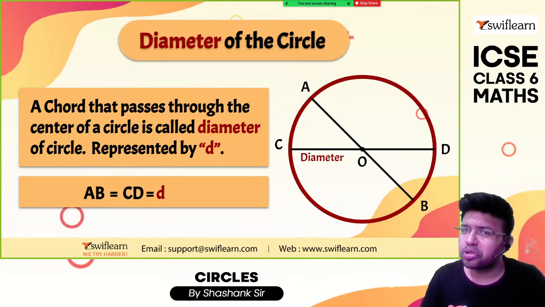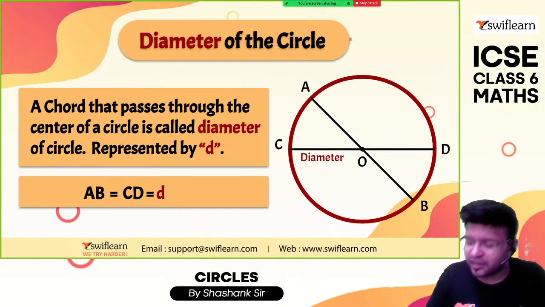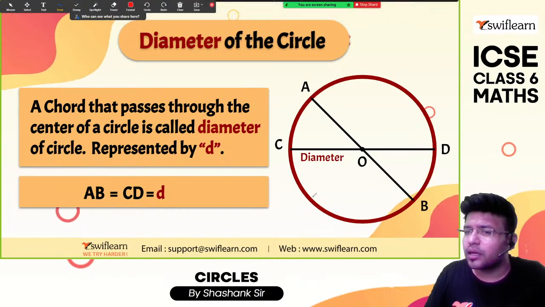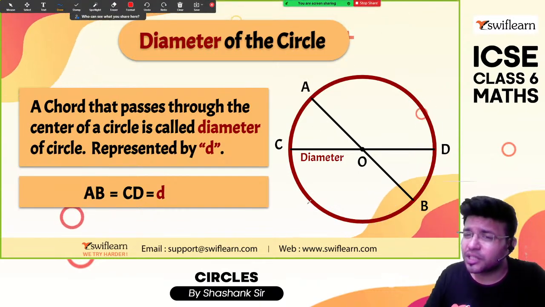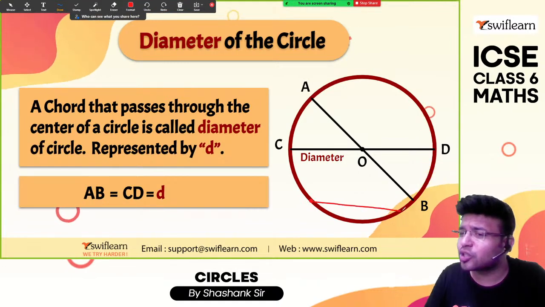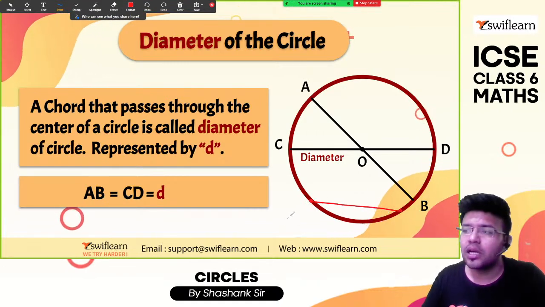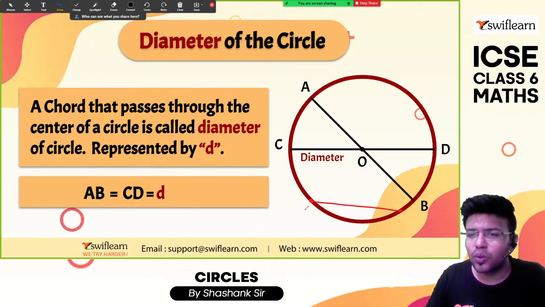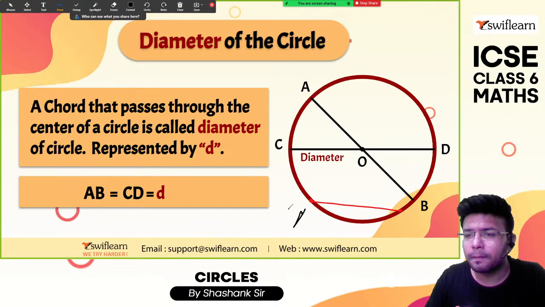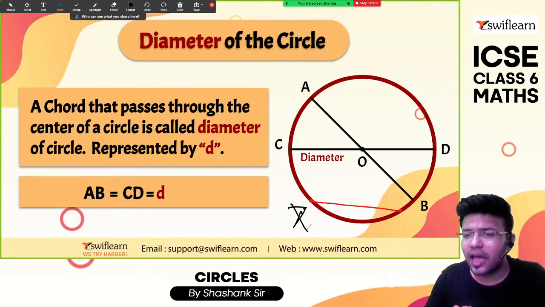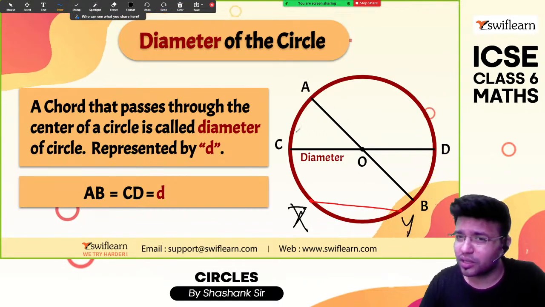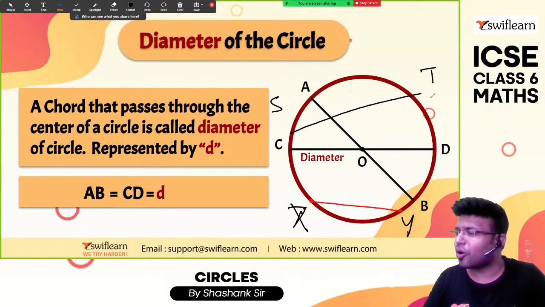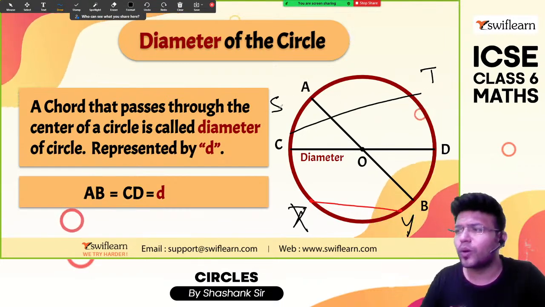Now, before defining the diameter of the circle, we should understand what a chord is. A chord is a line segment which touches any 2 points on the circle. This is a chord. Let me draw it with another figure. XY is a chord. RS and ST are chords which touch any 2 points on the circle.